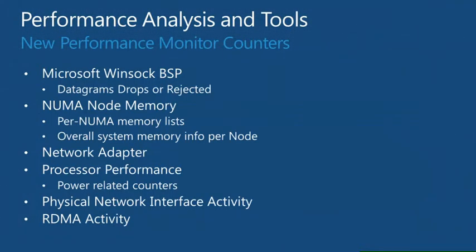And we've added a whole bunch of performance counters that are available using the perfmon tool. Because we are NUMA aware now, there are counters related to NUMA node. There are specific counters related to processor performance, how your network adapter is performing, and specifically RDMA. I don't know how many of you are familiar with a new feature that we've added called RDMA. There is a separate session on SMB Direct, which is RDMA.